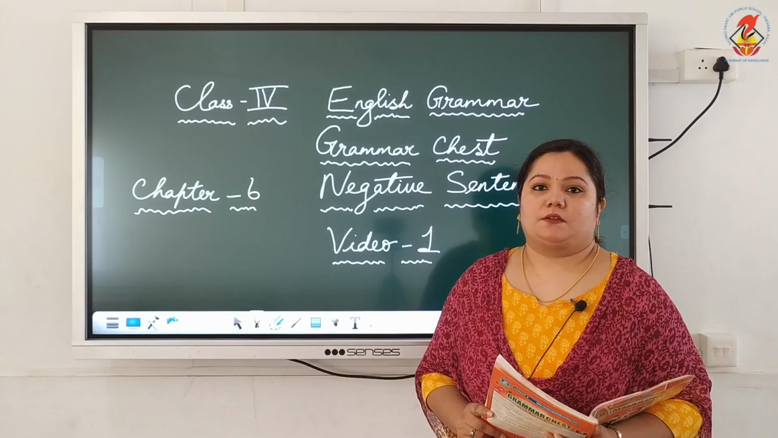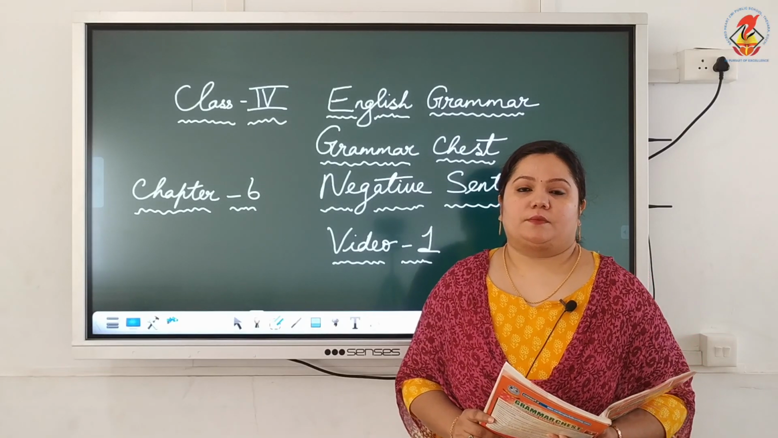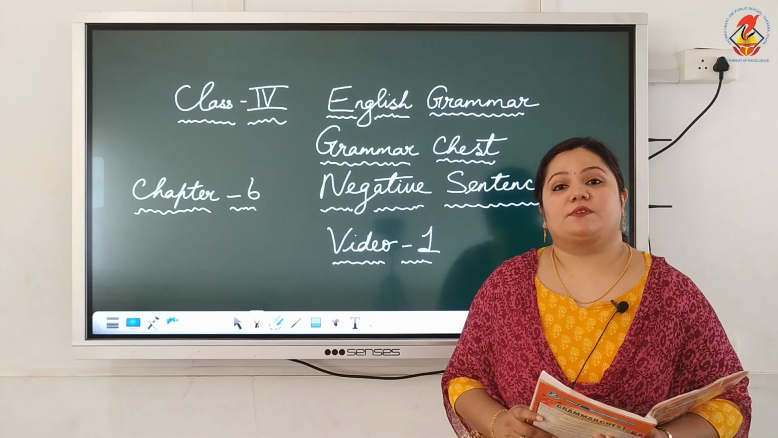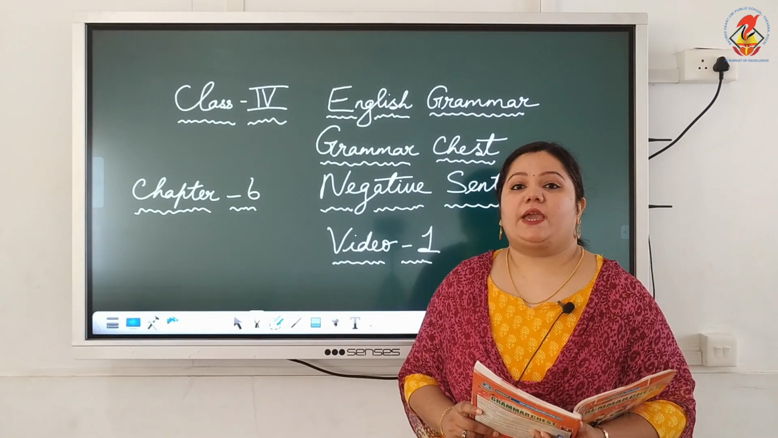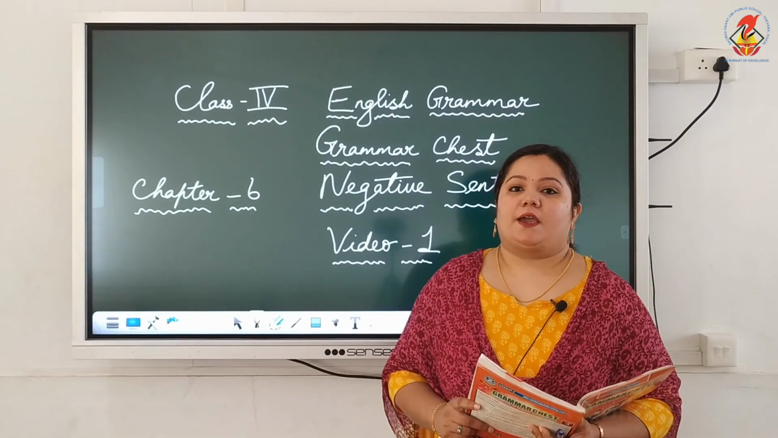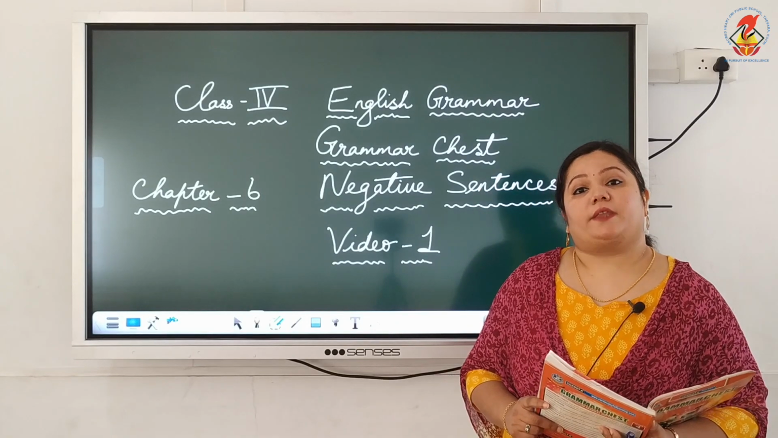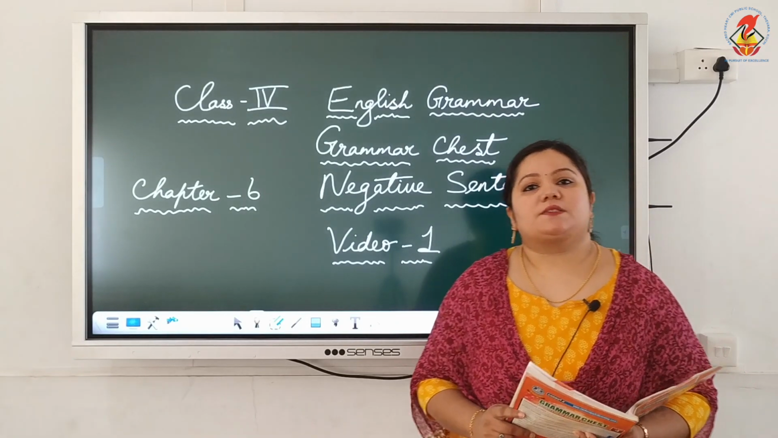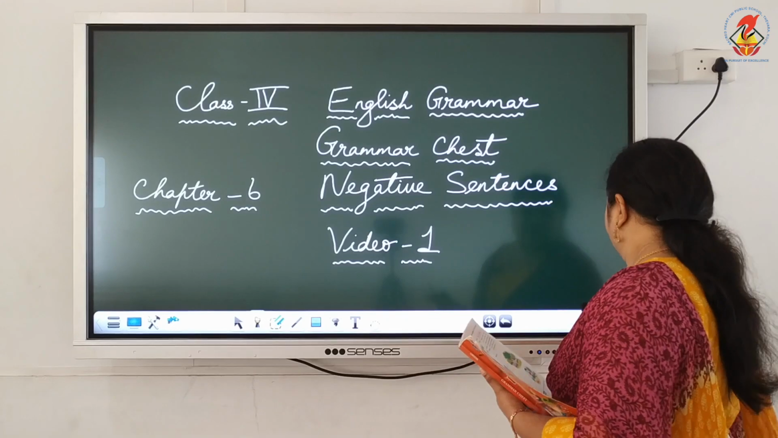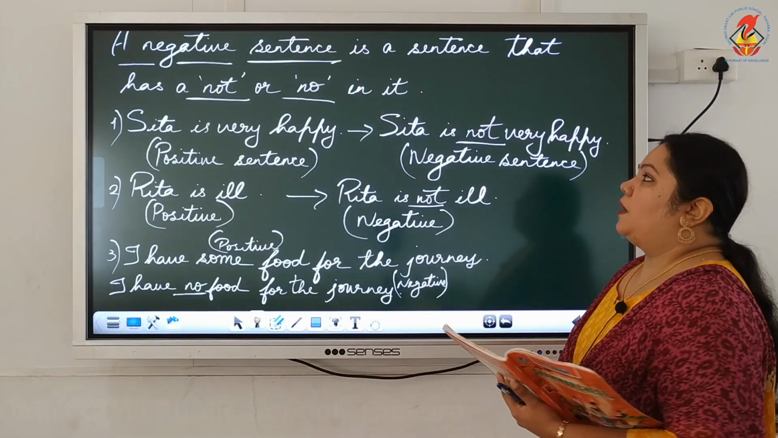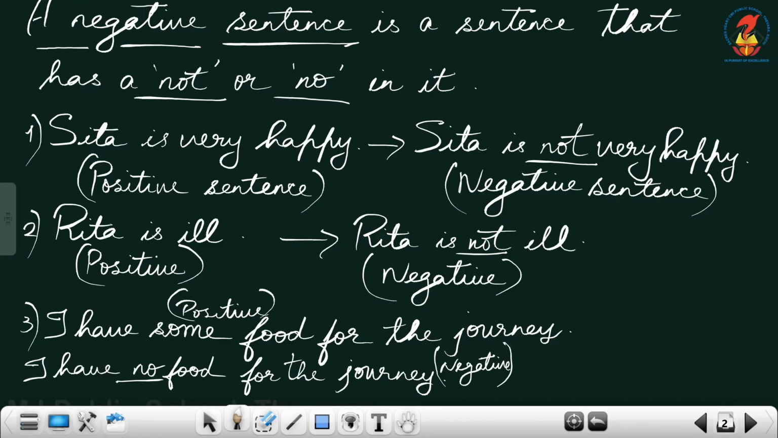The new lesson from a grammar textbook, and the name of the lesson is negative sentences. Okay, we have learned about sentences and now we are going to learn about negative sentences. Now let us see what those are. A negative sentence is a sentence that has a not or no in it.